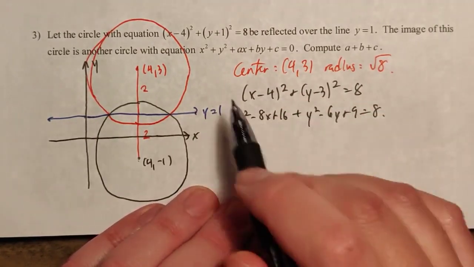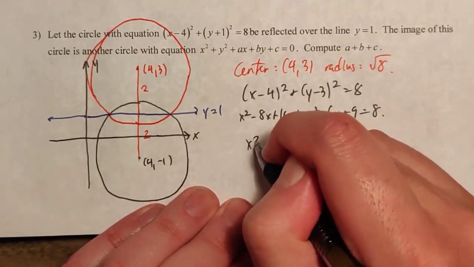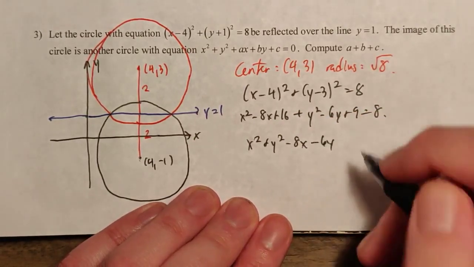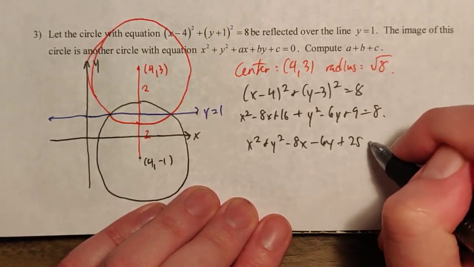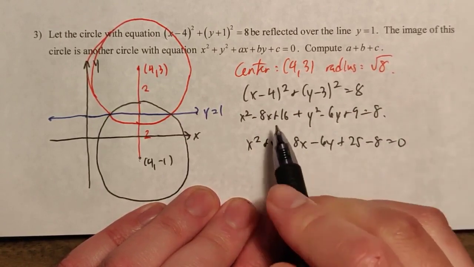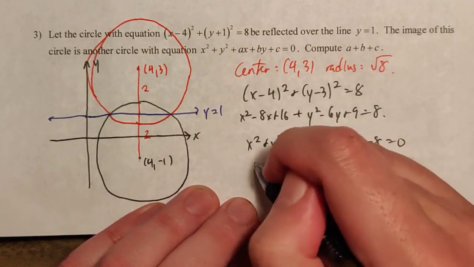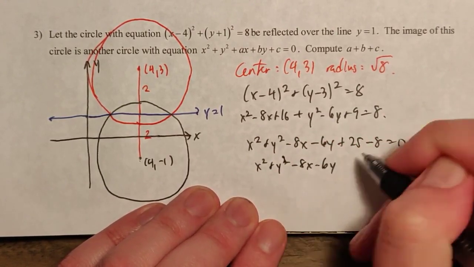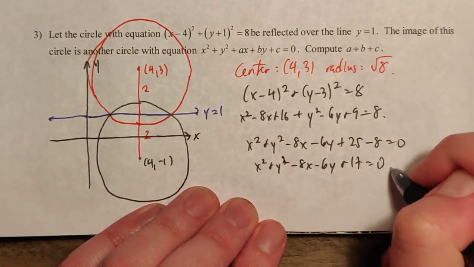So let's go ahead and regather everything in this proper form. We get x squared plus y squared, there's going to be a minus 8x, a minus 6y, and then what appears to be a 25. So 16 and 9 is 25. We have to subtract 8 from both sides. So we get x squared plus y squared minus 8x minus 6y plus 17 equals 0 here.